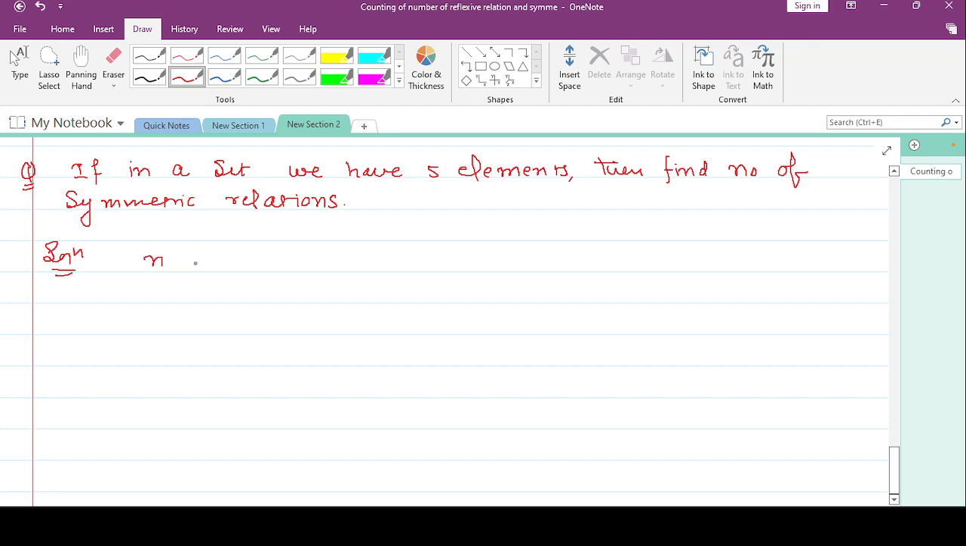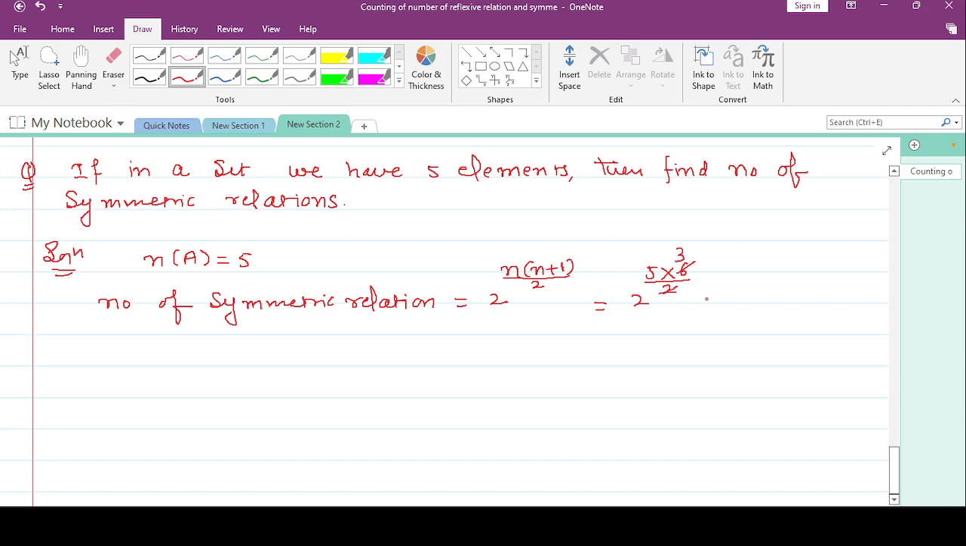The number of elements in set A is equal to 5. Now the number of symmetric relations is equal to 2 raised to the power n into n plus 1 divided by 2. So it is 2 raised to the power 5 into 6 by 2. So it is 3. 5 into 3 is what? It is 15. So 2 raised to the power 15 is the answer. In this way you can solve these types of numerical problems.